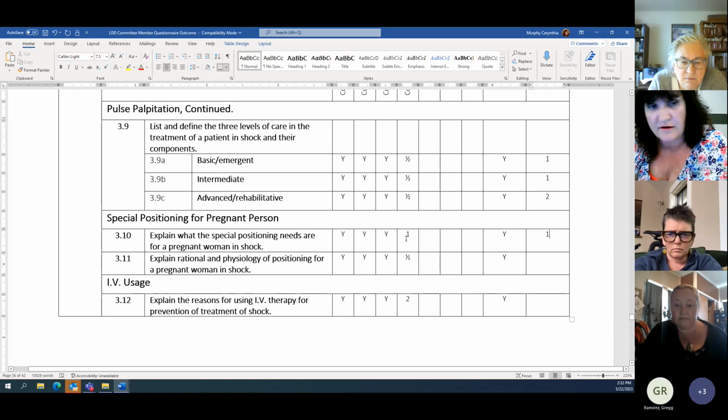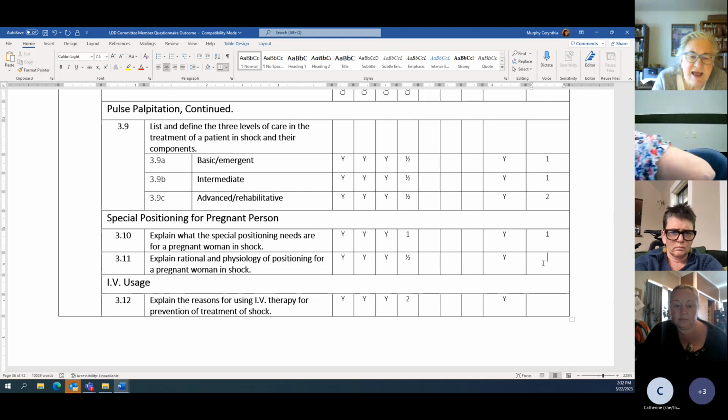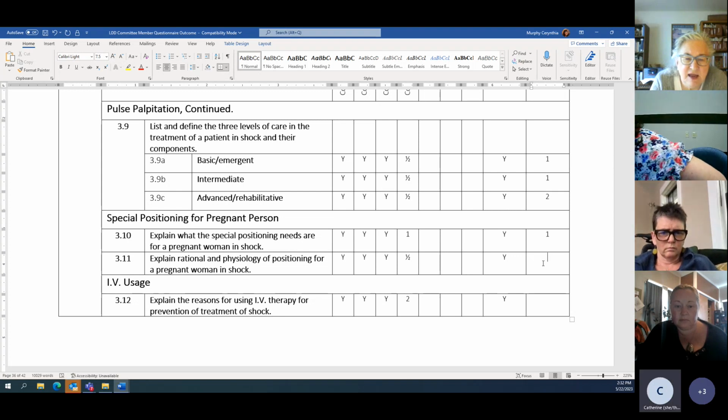Everybody agreed and it looked like you wanted a 1's good? Mm-hmm. Okay. Explain rationale and physiology. Oops, I'm sorry, what? 3.11, I think, is supposed to say rationale. There's supposed to be an E after the end of the AL.